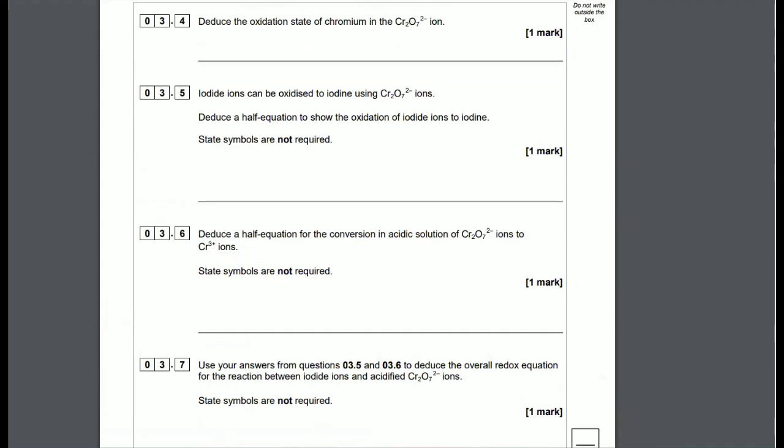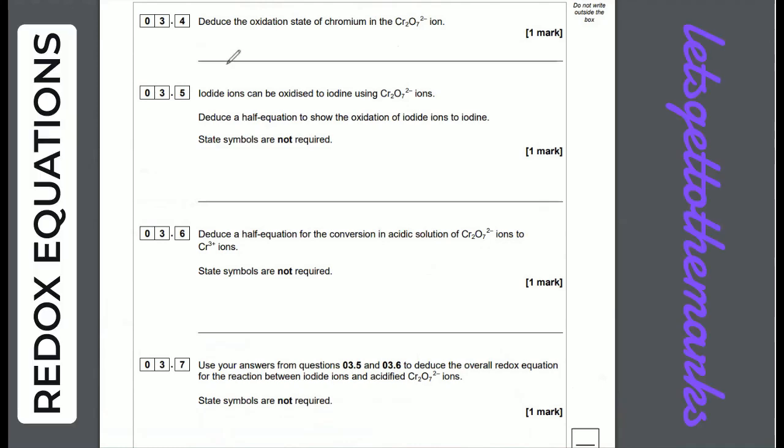Okay, this is an A-level chemistry question on redox equations. So first of all, 3.4, deduce the oxidation state of the chromium ion in Cr2O72-. So first of all, how do you work out the oxidation state? You just always assume that oxygen is -2. There's only one time when it isn't, when it's with fluorine. Other than that, it will always be -2.